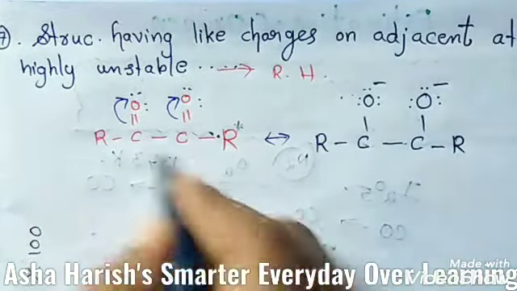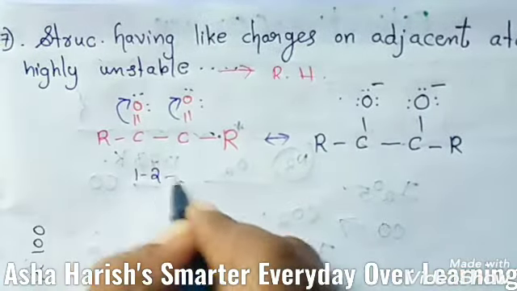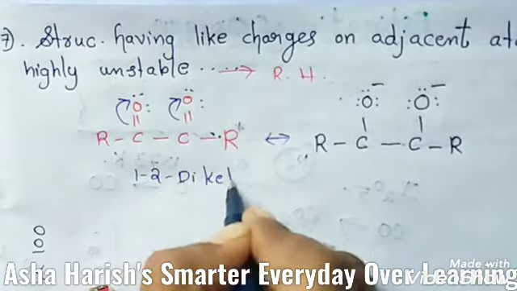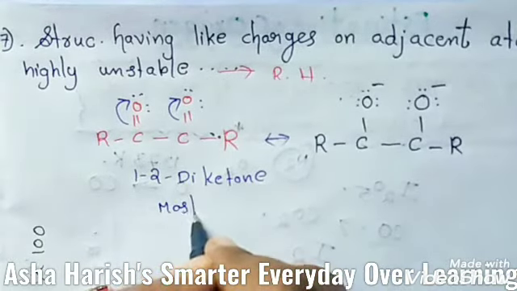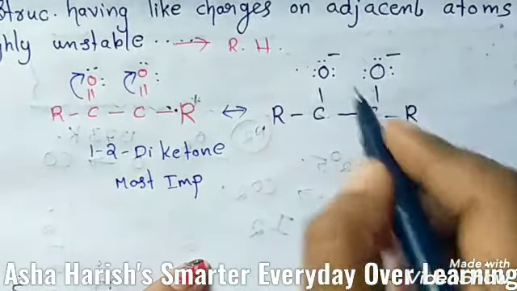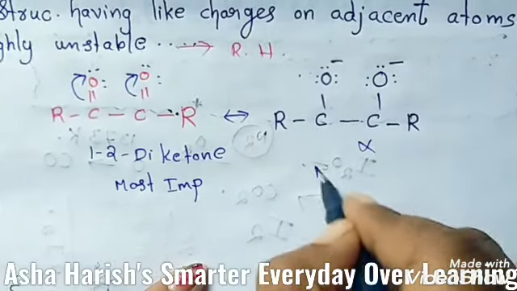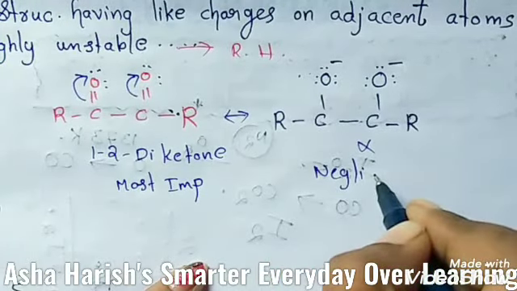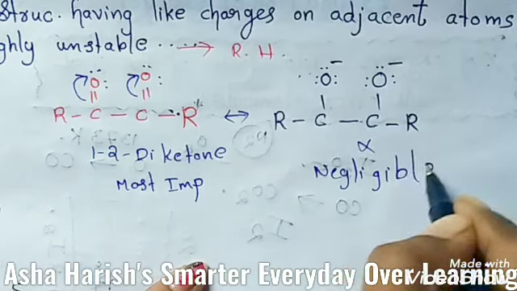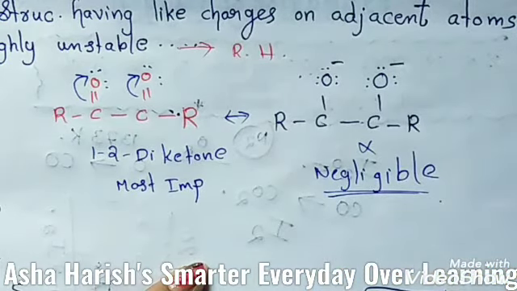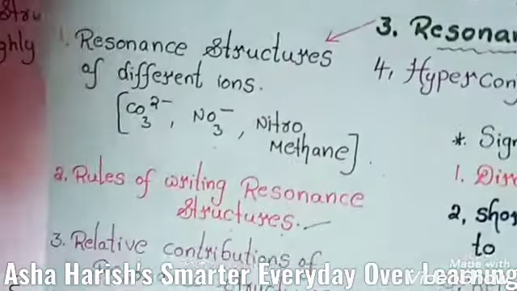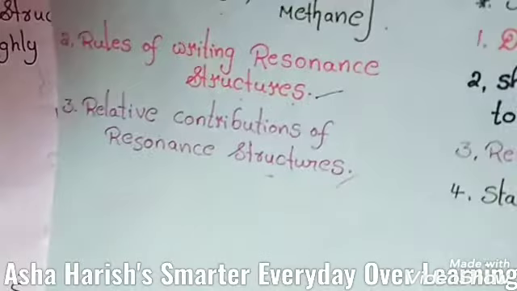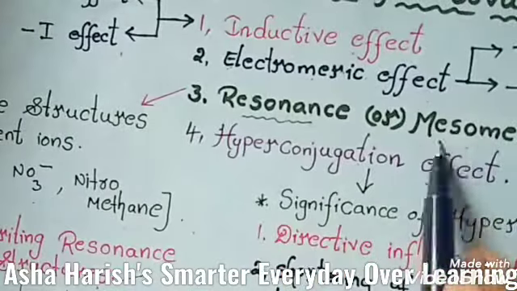So the name of this compound, here you can see, is 1,2-diketone. Here the ketonic groups are arranged. So this is the most important structure, and this is a negligible contribution. You can write it like this, negligible contribution. Okay students, these are the rules of the relative contributions of resonance structures in resonance or mesomerism.